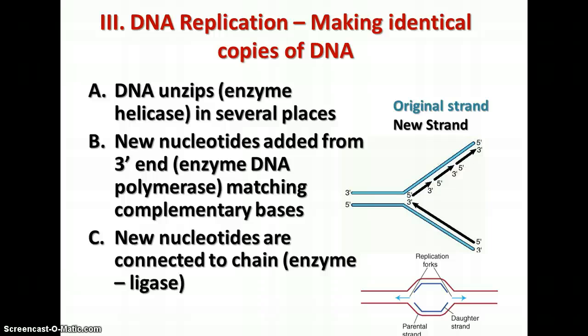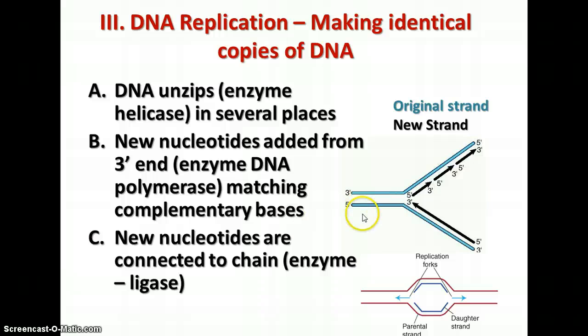And instead of just copying from one end directly to the other, because DNA is a very long molecule, actually this happens at a number of places along the DNA strand. At each place there's a helicase molecule that starts opening up the DNA, and then new nucleotides are added from the 3' end by the enzyme DNA polymerase, matching up complementary DNA nucleotides. Then the new nucleotides are connected into a chain by the enzyme ligase, which holds them together, basically like a stapler or like tape.